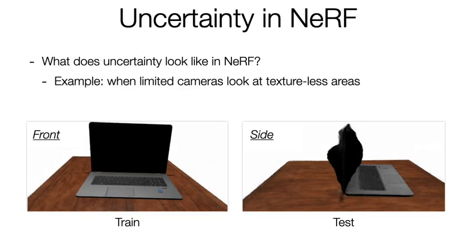NeRFs show a similar form of geometric uncertainty. For example, textureless areas like the laptop screen in this scene can produce geometric ambiguity when seen from limited camera angles during training. In such instances, the geometry can be deformed without affecting the photometric loss.